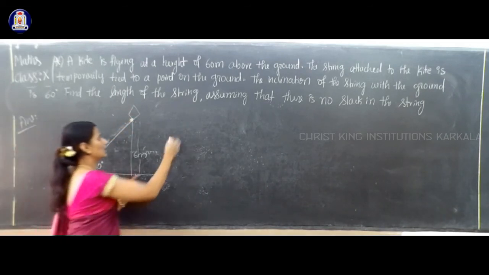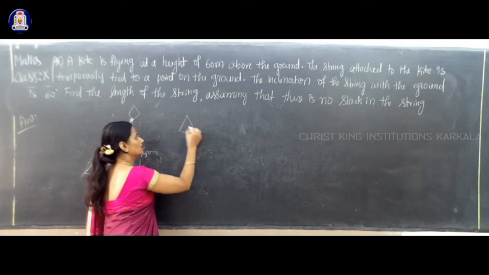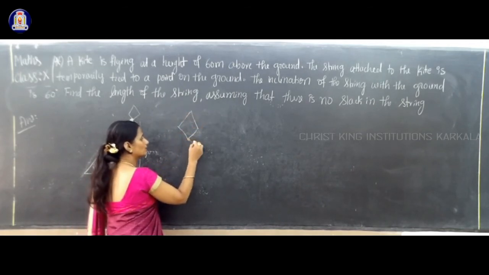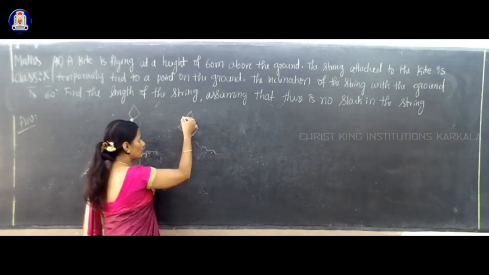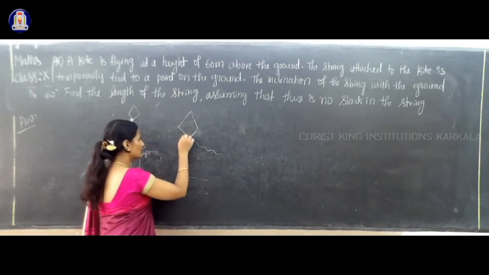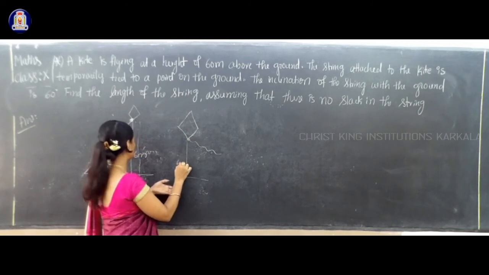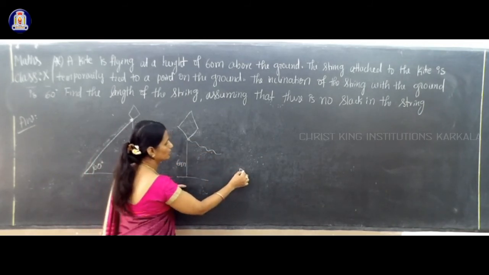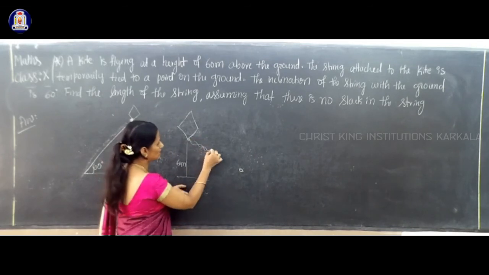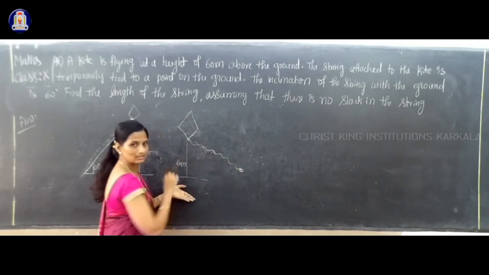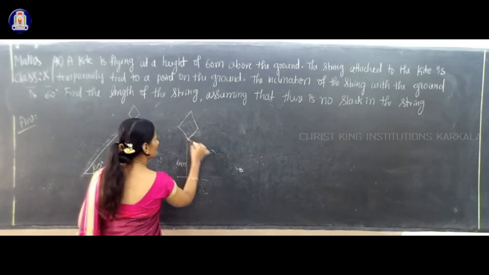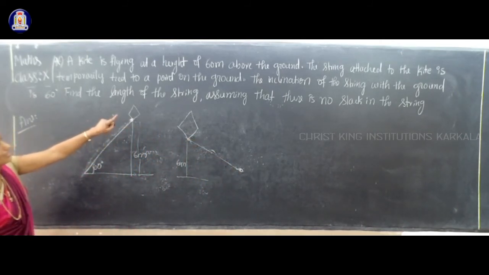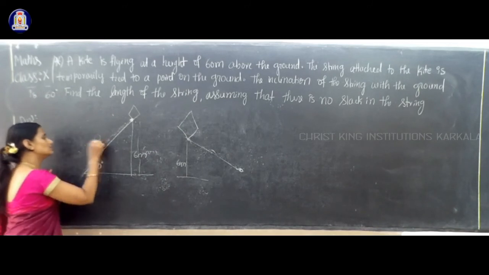So here is the kite, and this is the string of that kite. At what height is it flying? It is flying at a height of 60 meters. The string is tied to a point on the ground, and there is no slack, so it is a straight line. Now what do we need to find? The length of the string. That means this one here.